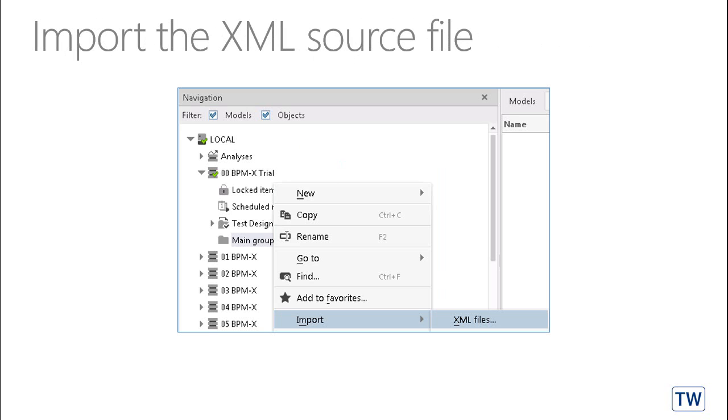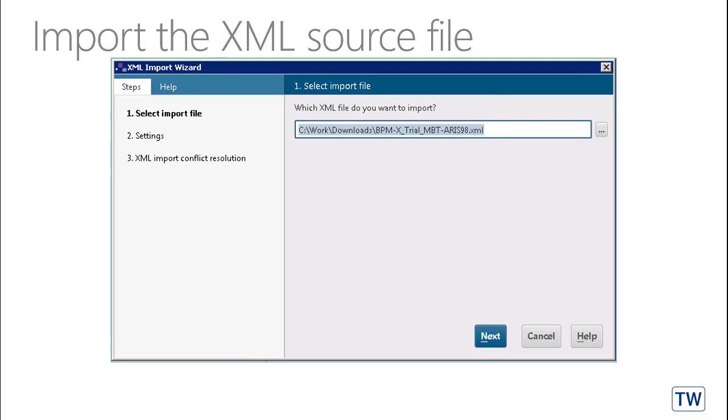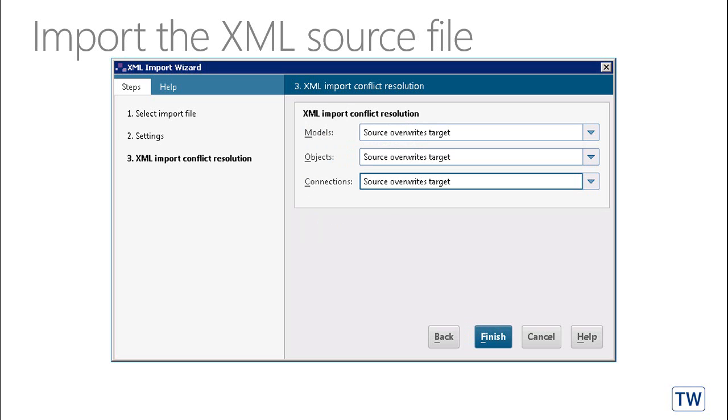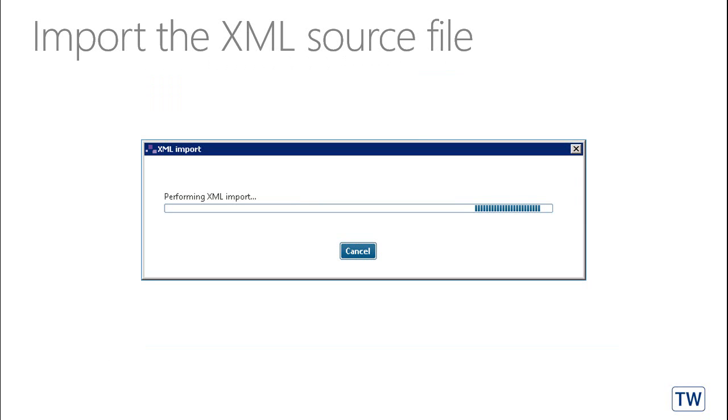Select the main group, invoke its context menu and select Import XML files. In the XML import wizard, pick the downloaded XML file BPM-X trial mbt aris98.xml and click Next. On the settings page, select Check and Import, tick the checkbox Always include group path and hit Next. On the XML conflict resolution page, select Source Overrides Target for all entities and hit Finish. Wait until the XML file has been imported successfully.